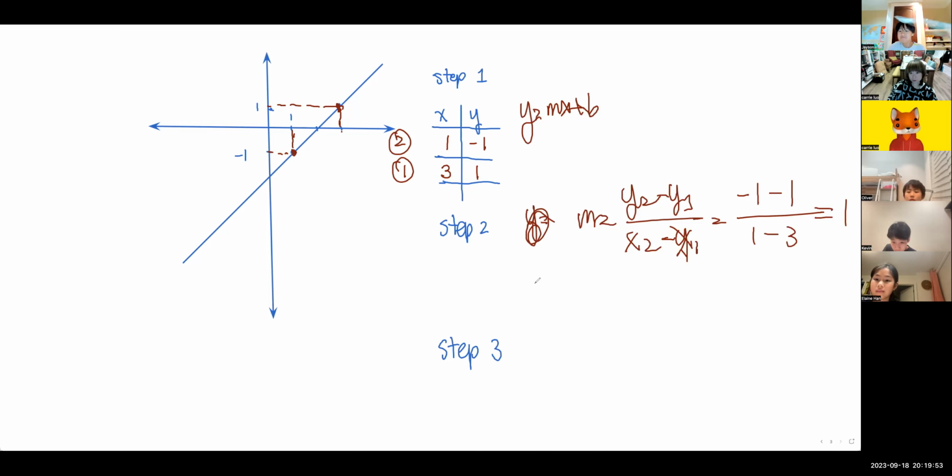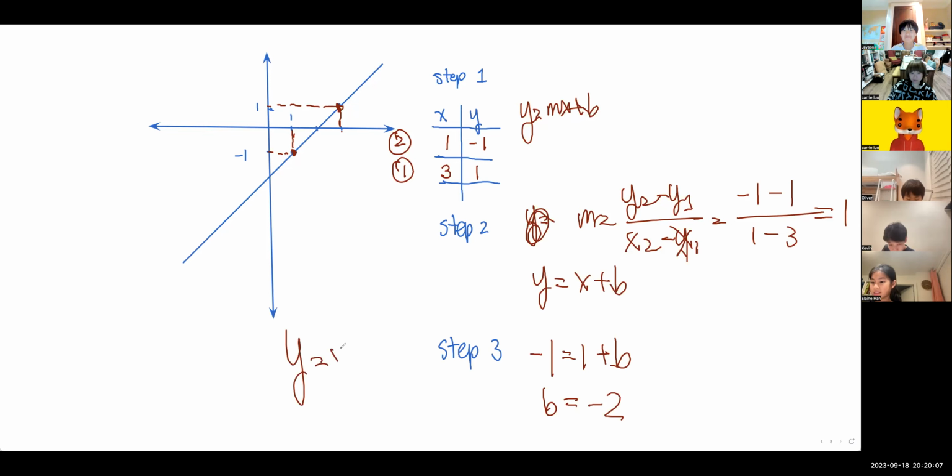So we have y equals x plus b. So for the next one we put in when x equals 1, y equals -1. So -1 equals 1 plus b. So that's why b equals -2. So we have the equation y equals x minus 2.